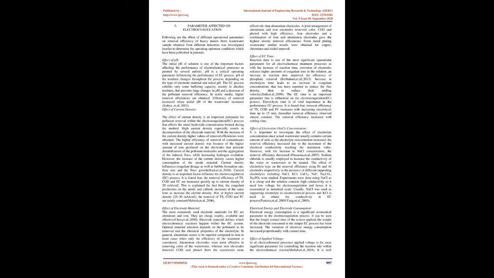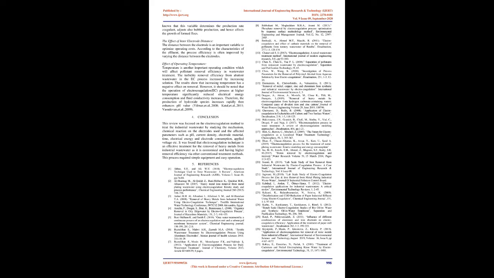In general, aluminium seems to be superior compared to iron in most cases when only the efficiency of the treatment is considered. Aluminium electrodes were most effective in removing color of the wastewater, whereas iron electrodes removed COD and phenol from the wastewater more effectively than aluminium electrodes. A joint arrangement of aluminium and iron electrodes removed color, COD, and phenol with high efficiency. Iron electrodes and a combination of iron and aluminium electrodes gave the highest arsenic removal efficiencies. From metal plating wastewater, similar results were obtained for copper, chromium, and nickel removal.